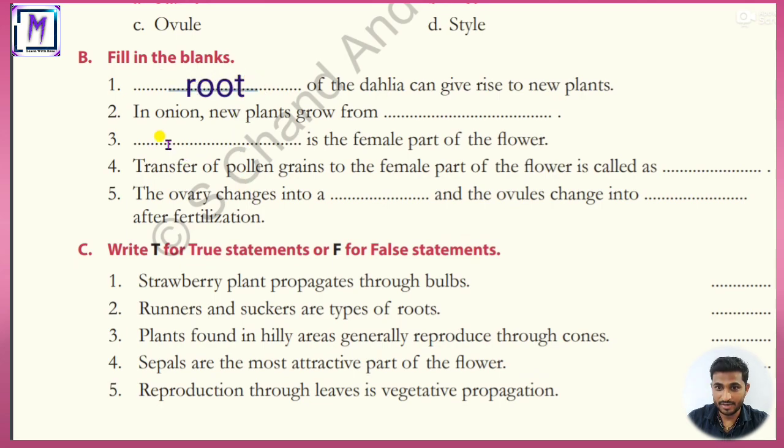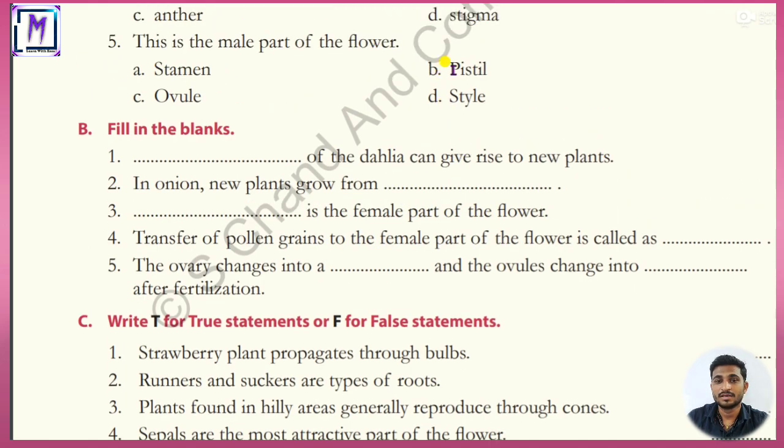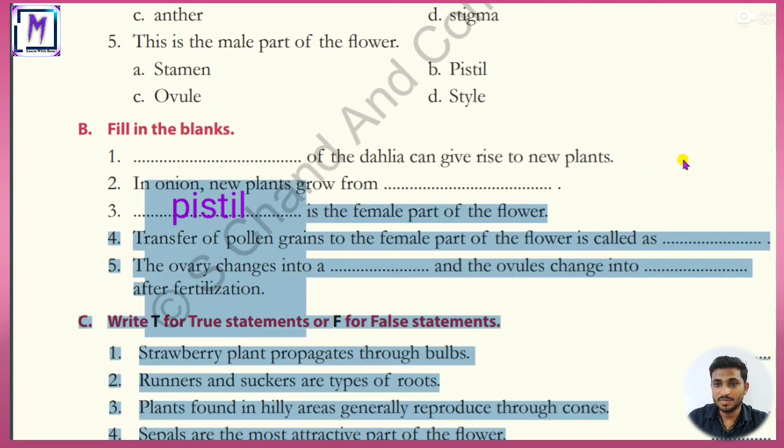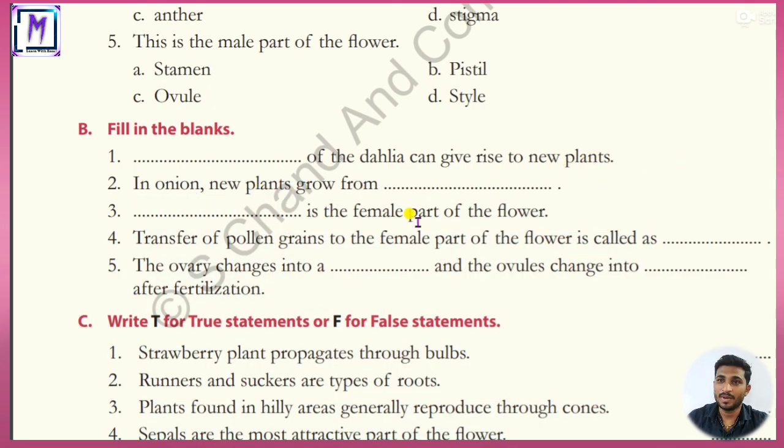Then second fill in the blanks: in onion, new plants grow from blank. In the first question, we discussed that onions are reproduced through their bulbs. So we have to put bulbs here. Then third one: blank is the female part of the flower. Just now we discussed that pistil is the female part of the flower, or we can also write gynoecium here. Gynoecium is also the female part of the flower, which is also called the pistil.